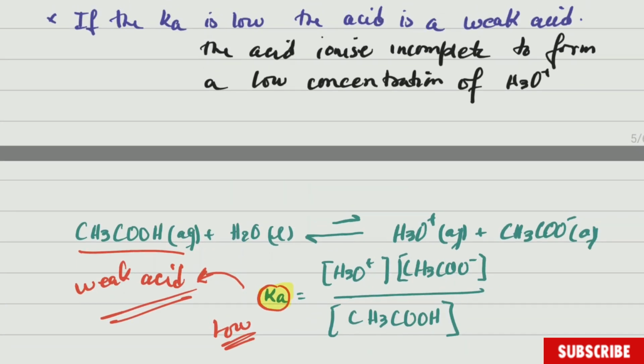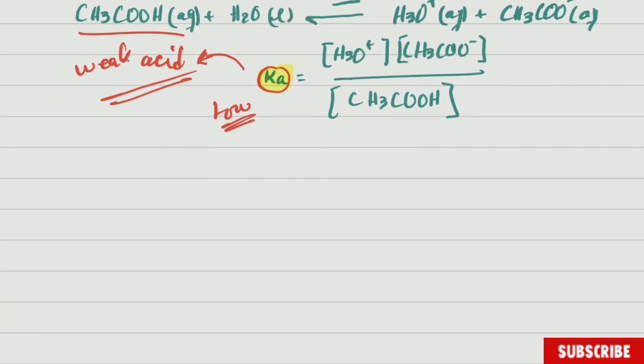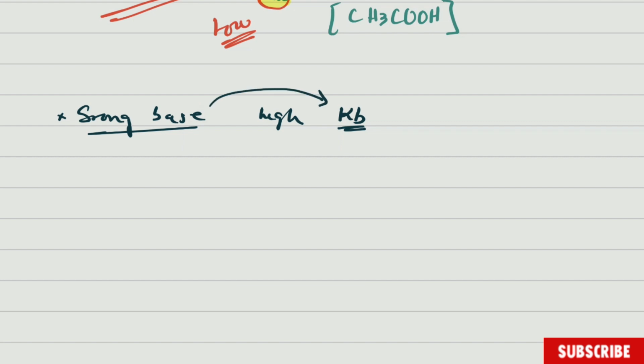Now, guys, we have to do the same with bases. For bases we have the Kb. For bases it's exactly the same, but the symbol is Kb. So everything else we did is the same. For instance, a strong base will have a high Kb. That's all we have to know here.